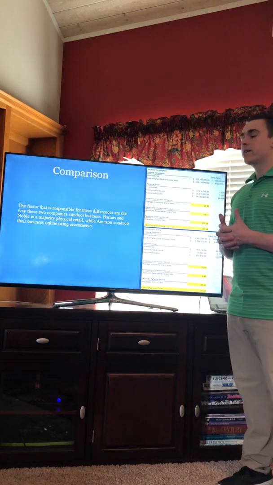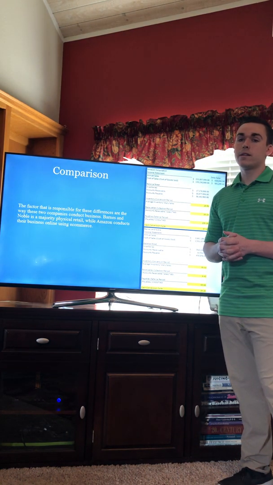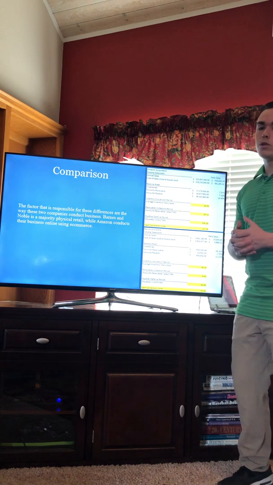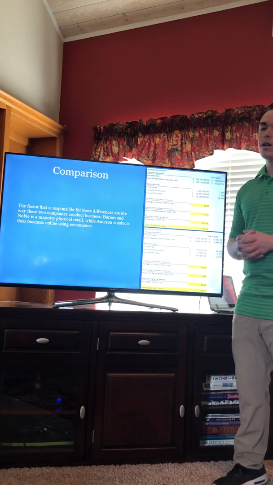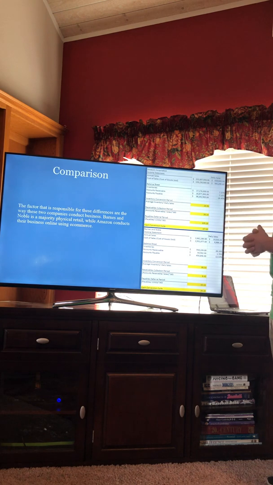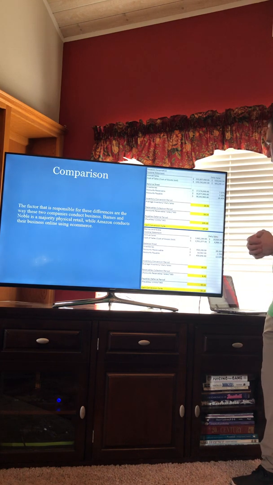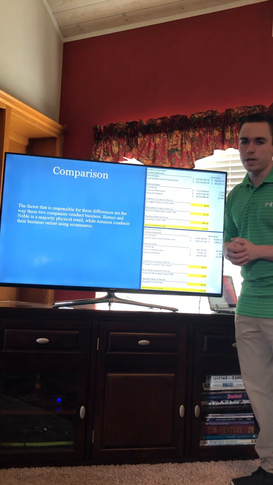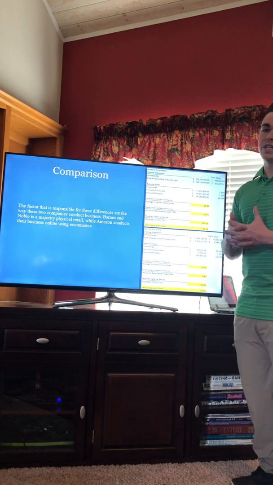Comparison. What's the factor that's responsible? The main factor that's responsible for these differences is basically the way that they do business. Barnes & Noble is a majority physical retail, and Amazon conducts their business online using e-commerce. And you can see that here for Amazon. Their inventories as a part of their annual sales only makes up 7%. And you can see for Barnes & Noble, their inventories as a part of annual sales makes up 26%, which is a 19% increase from Amazon to Barnes & Noble as far as inventory is concerned.